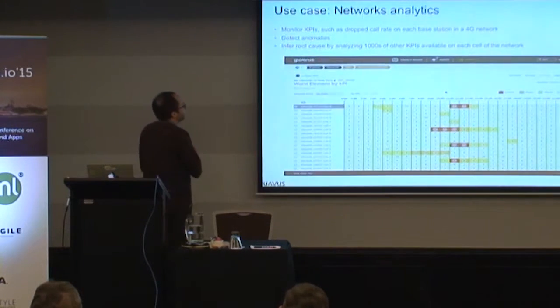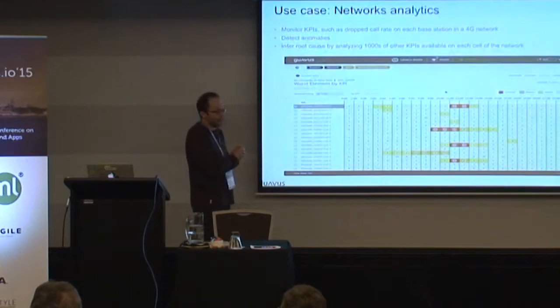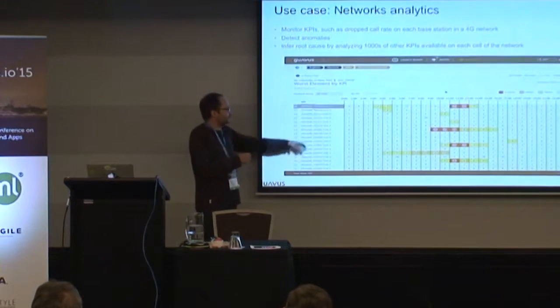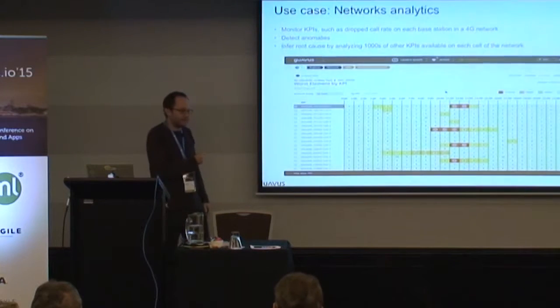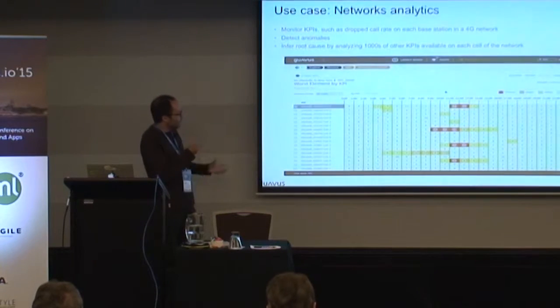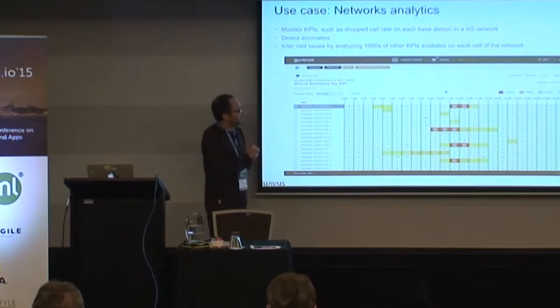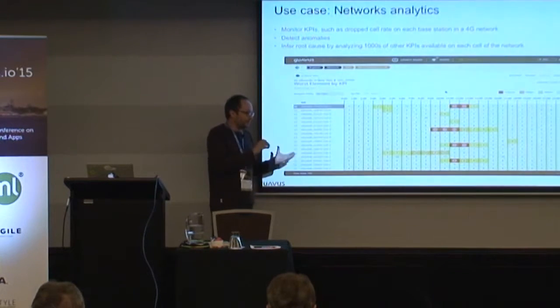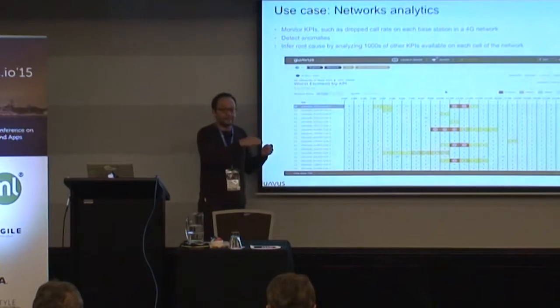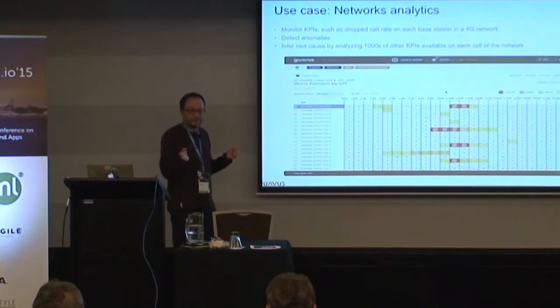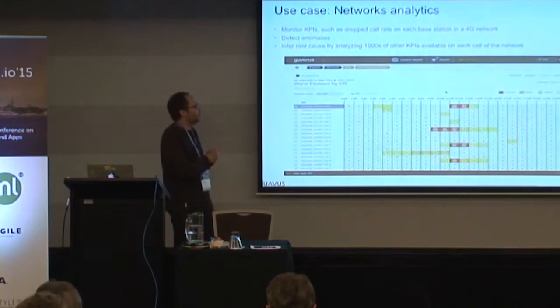Here's now a quick use case. This is just a snapshot of one of our applications. Here we're monitoring the drop call rate across different cell sectors of a 4G network. A 4G network is what you could call an LTE network.